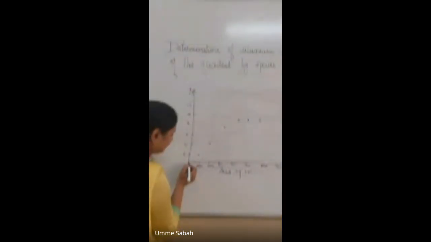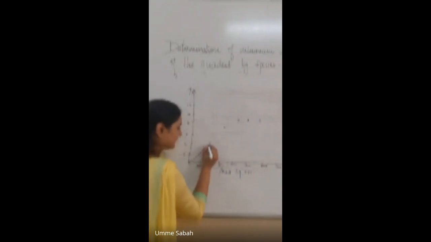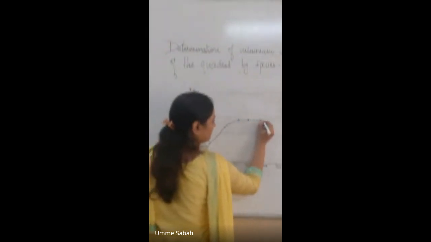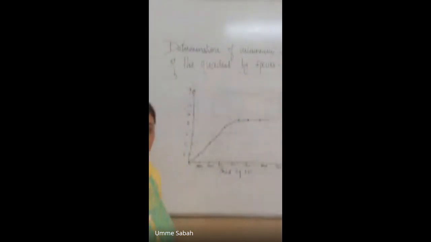Yes, ma'am. Thank you. Okay. Now when you draw the graph, please start from here. Start drawing the graph. There is an increase in the species count and then it becomes constant. So your graph should look like this.